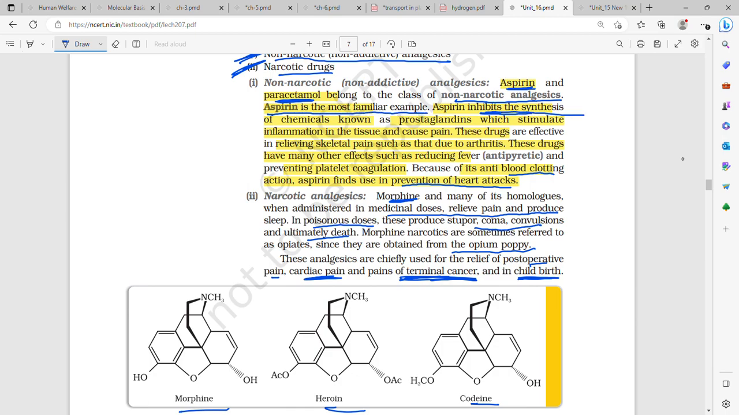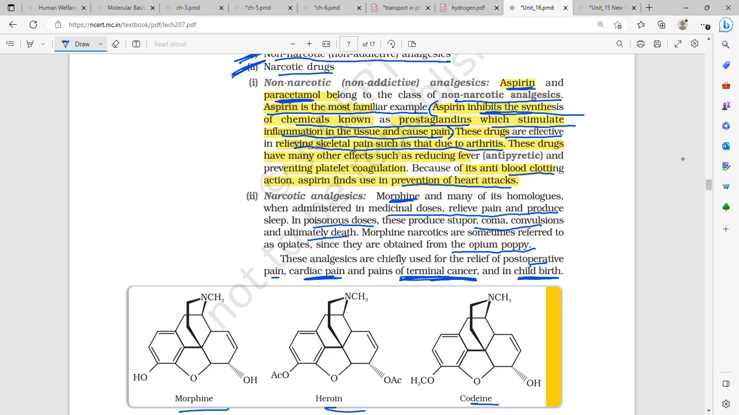What does aspirin do? It inhibits the synthesis of chemicals known as prostaglandins, which stimulate inflammation in the tissue and cause pain. All our muscular cramps as well as menstrual pain are due to the secretion of prostaglandins in our muscles. These drugs are effective in relieving skeletal pain such as that due to arthritis.